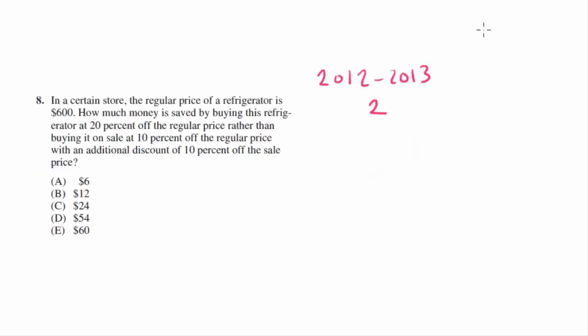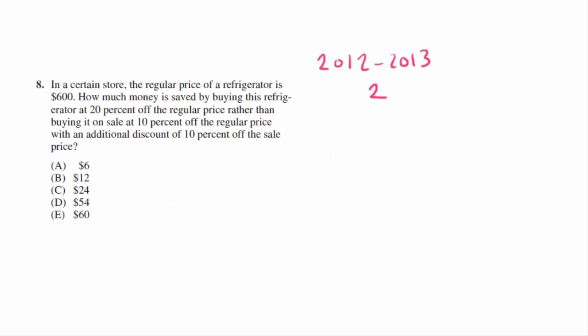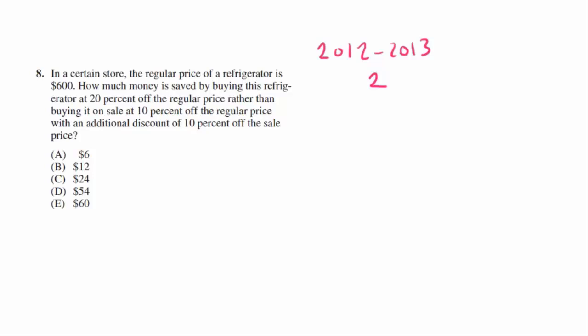Let's look at one more. In a certain store, the regular price of a refrigerator is $600. How much money is saved by buying this refrigerator at 20% off the regular price, rather than buying it on sale at 10% off the regular price, with an additional discount of 10% off the sale price?